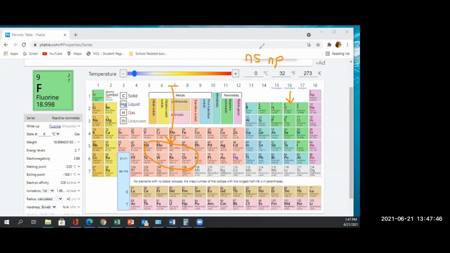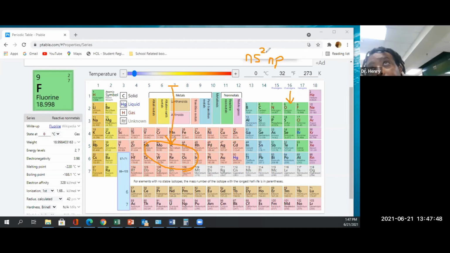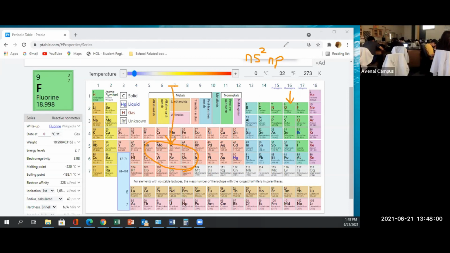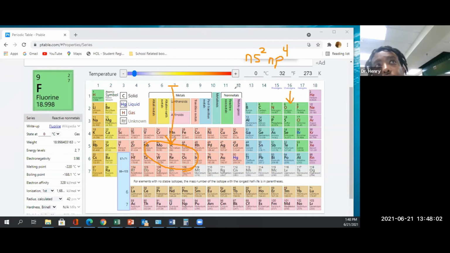NS2. NS2, okay, and NP what? How far is it over in the P? 4. Right, so it's NS2, so it's 2, and then 1, 2, 3, 4 for the P. You guys get that? Okay.